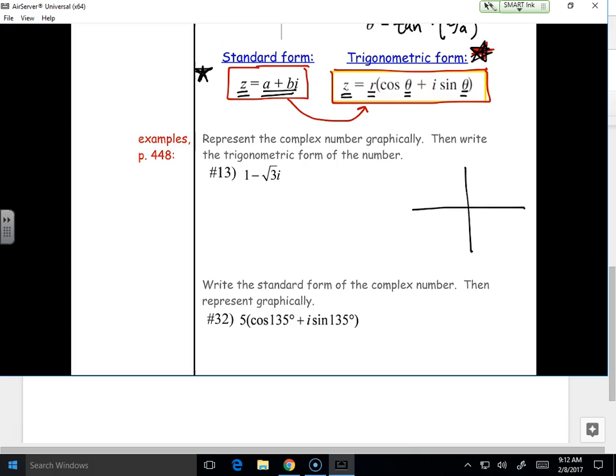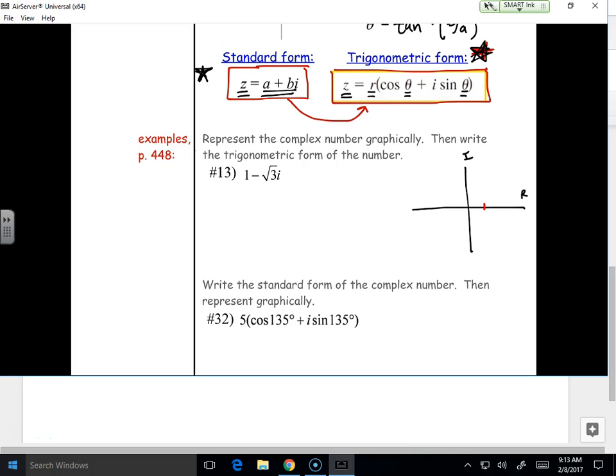Did I graph the 1 on the x or on the y? X. Because if you need to write it down to help yourself remember, the x is the real, the y is the imaginary. You want to think about it that way. The x is the real, the y is the imaginary. Okay. So graph 1 on the x.